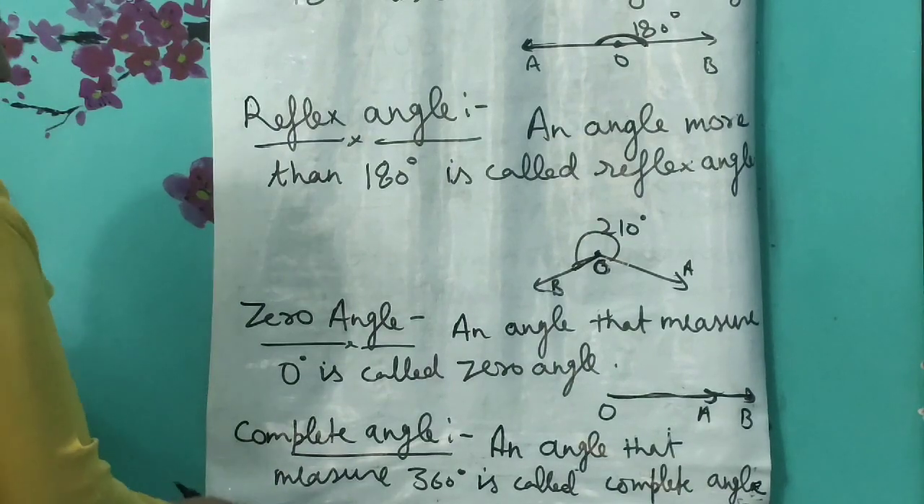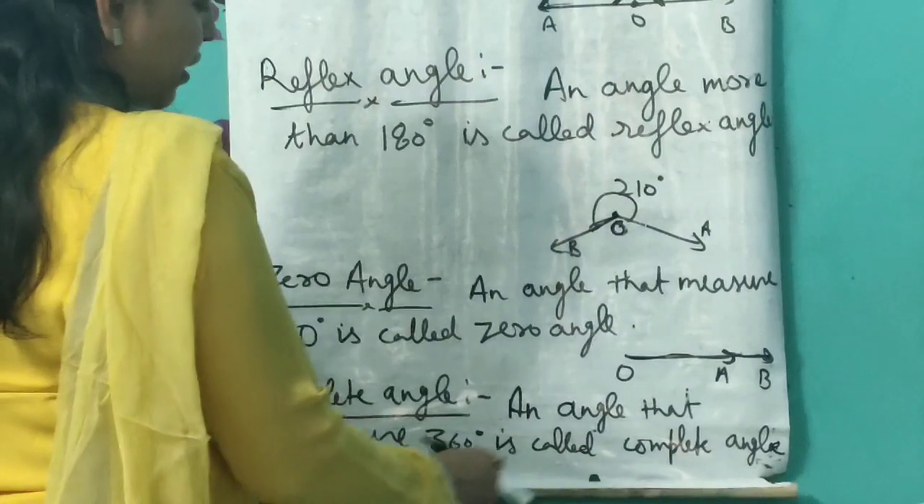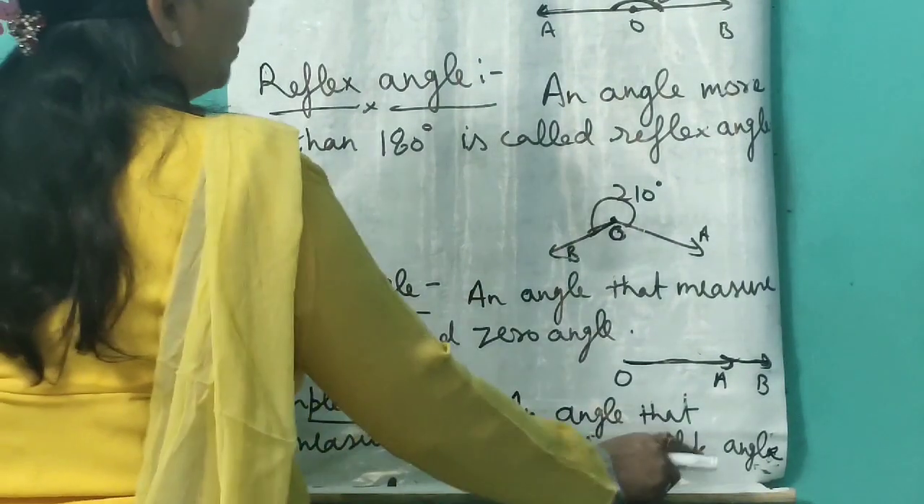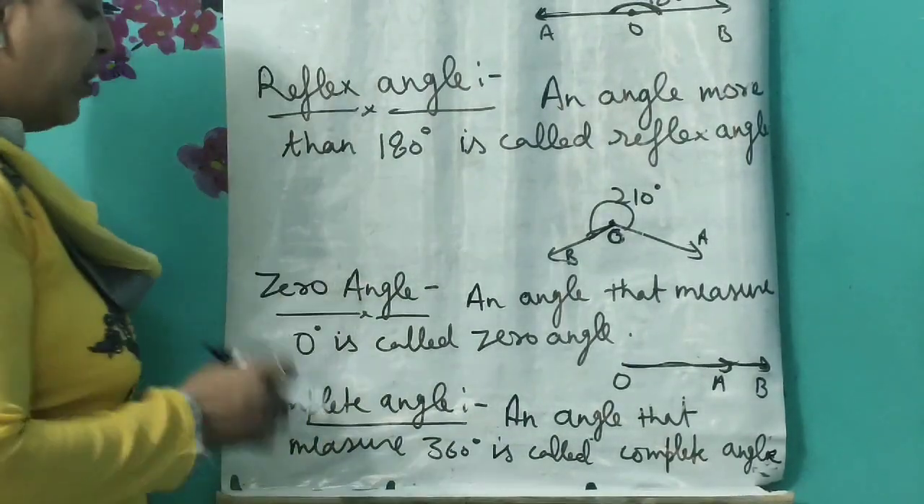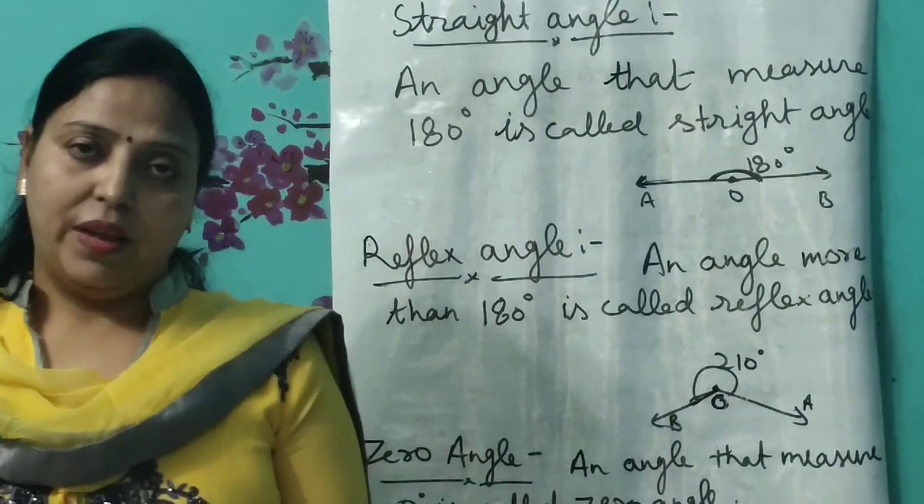Next is complete angle. An angle that measures 360 degrees means one complete turn around a point. An angle that measures 360 degrees is called a complete angle. Now the classification of angles is over. We will now discuss the relation between the angles.